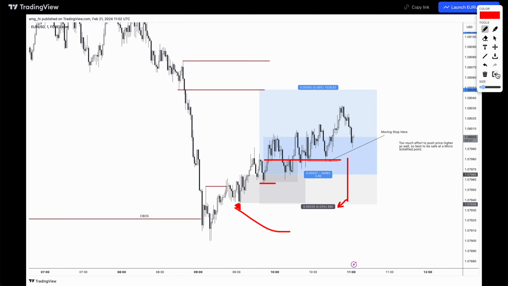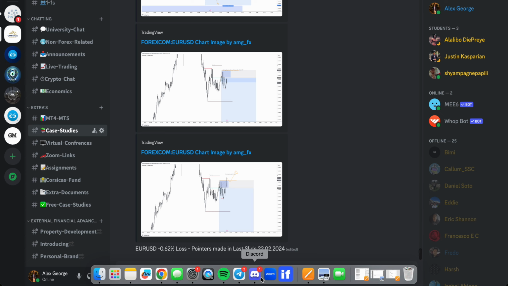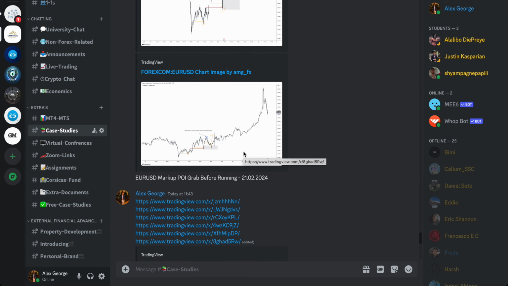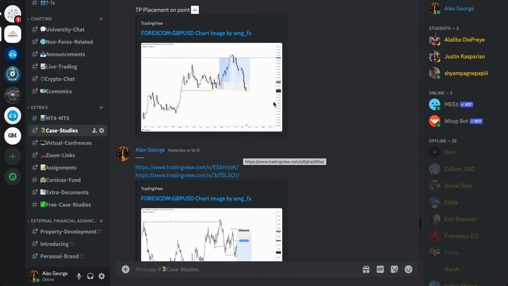And as you can see through here, obviously it was just trading, but there's a lot of effort to push price higher. So best to be safe and put stops at a micro solidified point, which is there, right? Took the liquidity, broke structure, new range. Obviously this invalidation technically was respected, but I'd rather be safe in this instance, obviously with entering there. And then what I actually didn't put on here, I put on my Discord because I forgot to screenshot it originally.